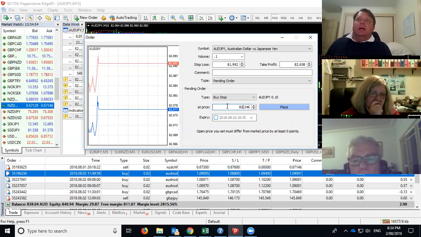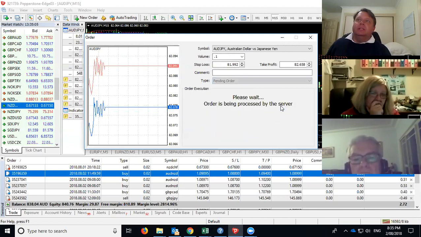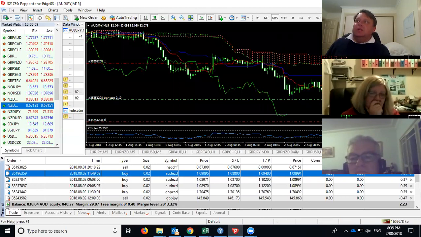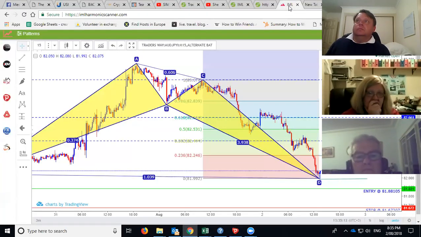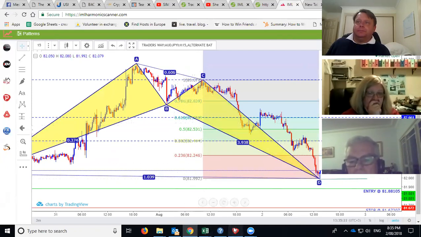So I'm looking to buy when the market gets to 82.246, and I'm looking to place that order. I'll protect myself down the bottom. I've got a profit target above it, and I'm in for 0.1 lot size. I place the trade. There's my green line. These three lines here are exactly the same as this line here. That's my stop loss, that's my green line entry, and that's my red line take profit. Those are the three lines you see on the trade.